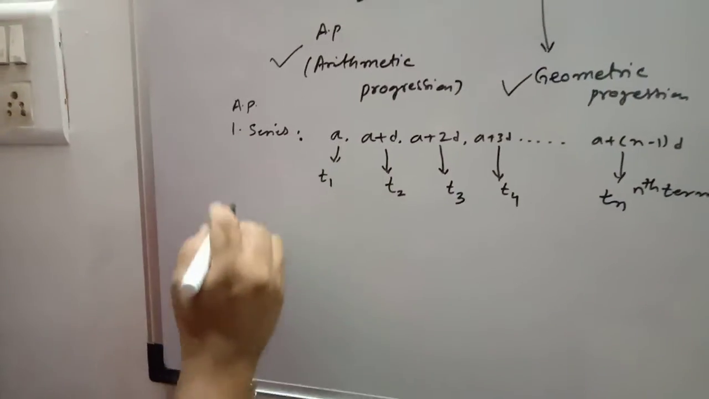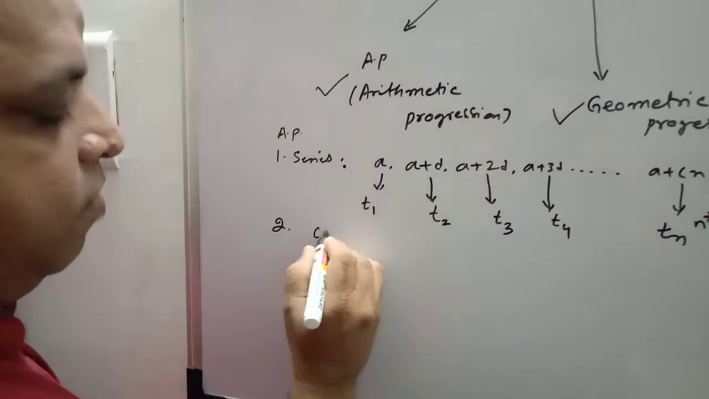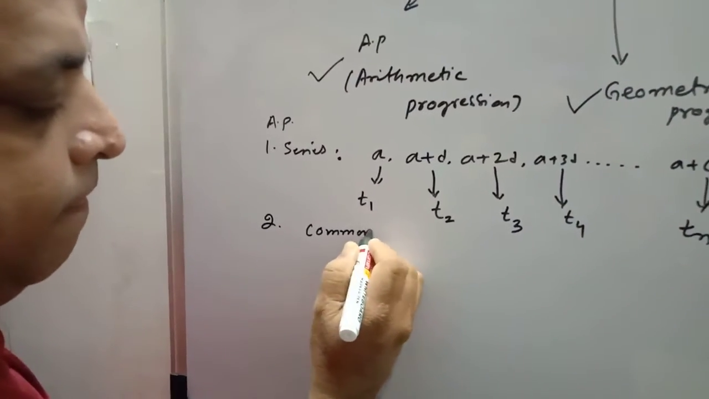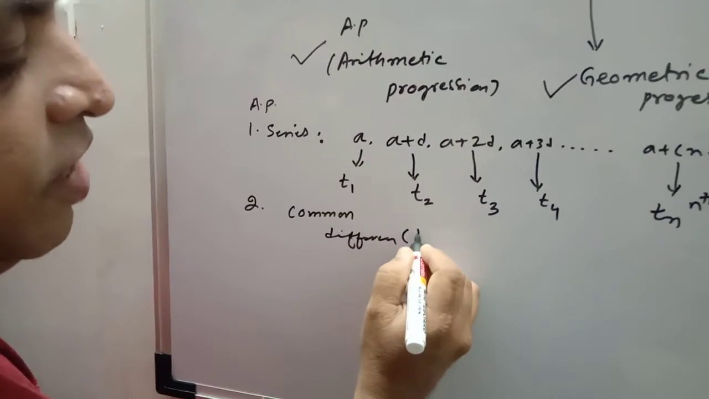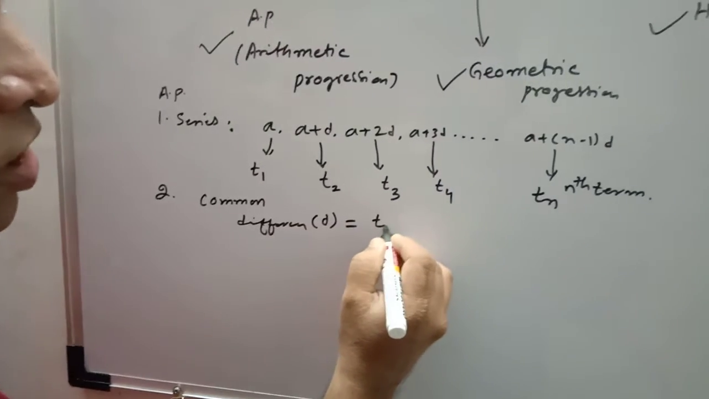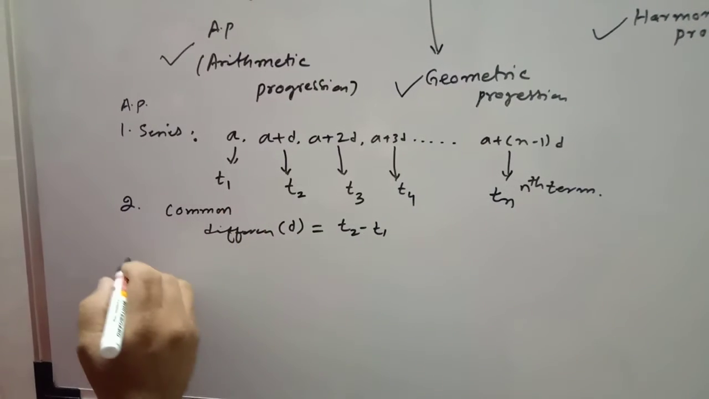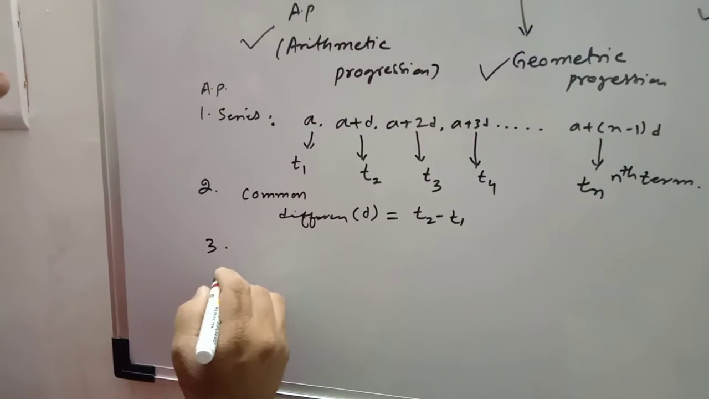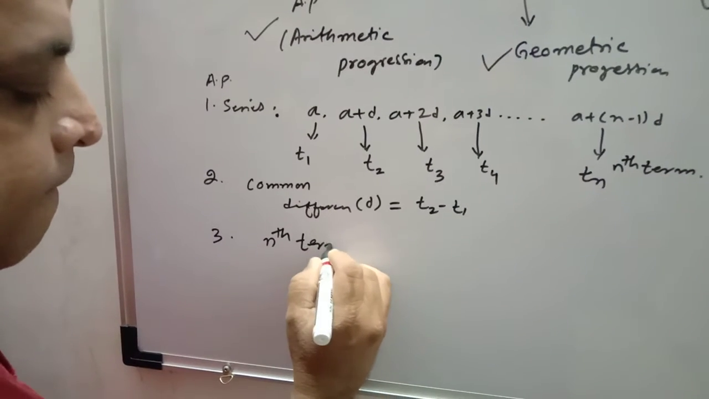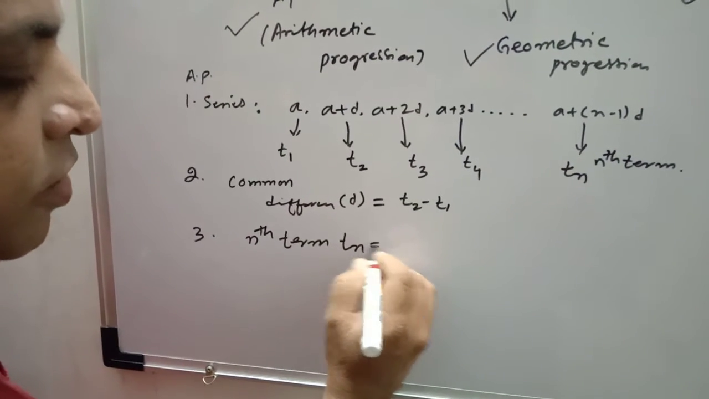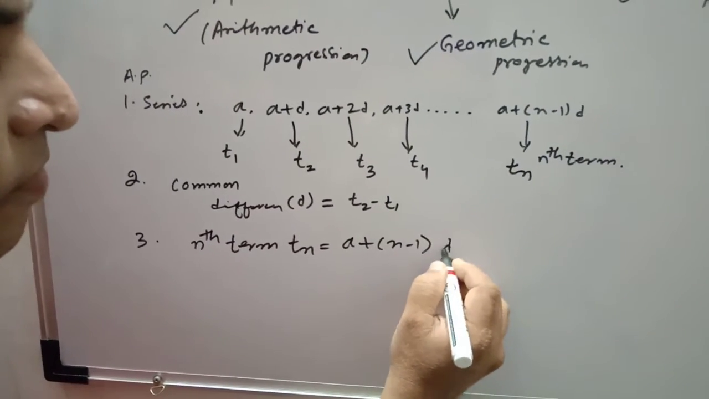Now the second thing is the common difference. The formula for the common difference, referred to as D, is D equals T2 minus T1. And third is the nth term. The nth term, referred to as Tn, is equal to A plus (n minus 1) into D.